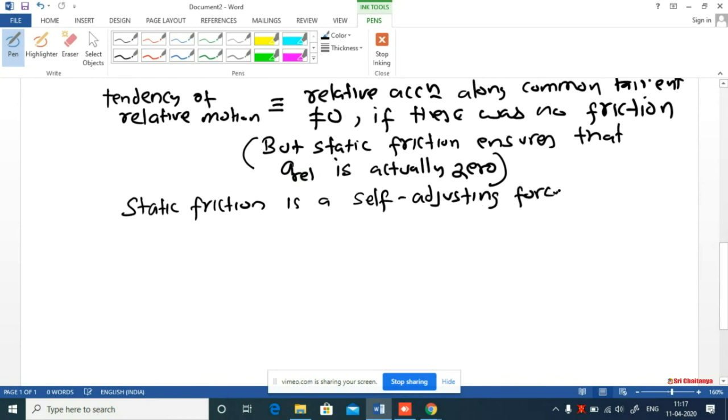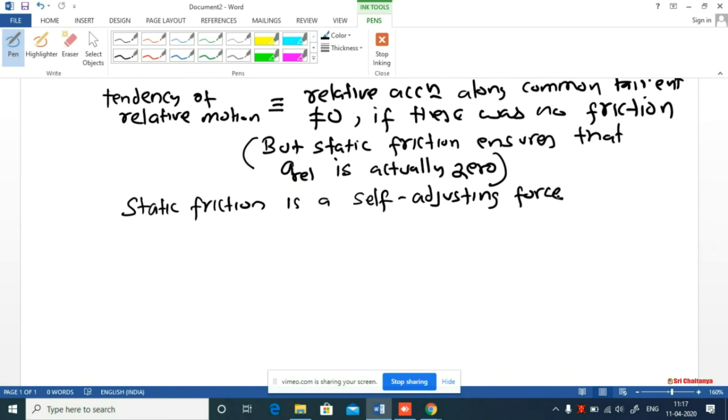So if you are having any difficulty in understanding these points, just do your best, get whatever you can, and then wait for the illustrations. I'll again come to these points, and I hope then you will be able to understand it clearly. So static friction is a self-adjusting force. It adjusts itself on its own.